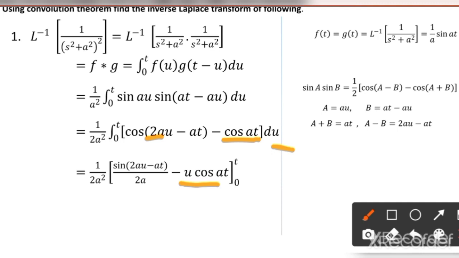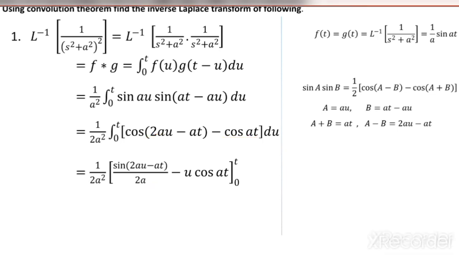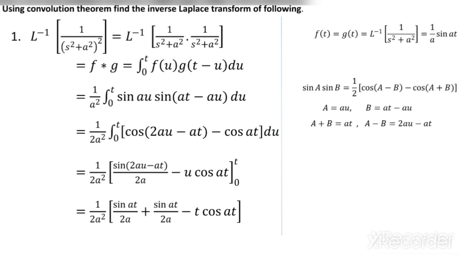Upper limit is t, lower limit is 0. Upper limit minus lower limit. So when I apply the upper limit t, we have sin of (2at minus at), that is sin at, minus the lower limit, when u equals 0, I have sin of minus at. Sin of minus is minus sin, outside already I have minus, that's why it is plus sin at by 2a. Correct? So the next step is sin at by 2a plus sin at by 2a.